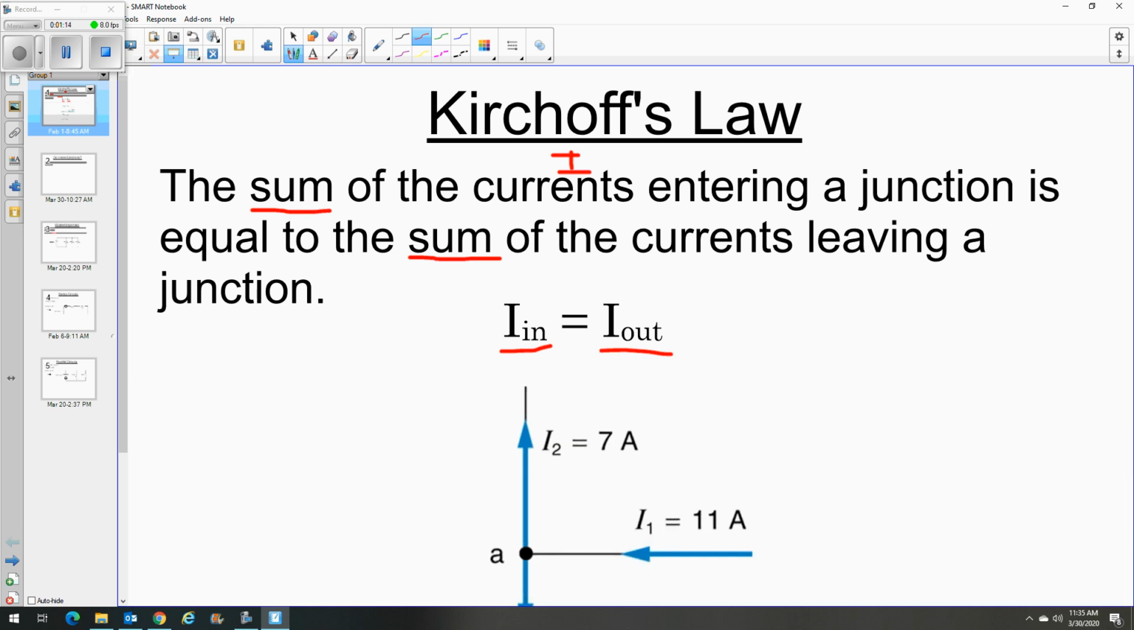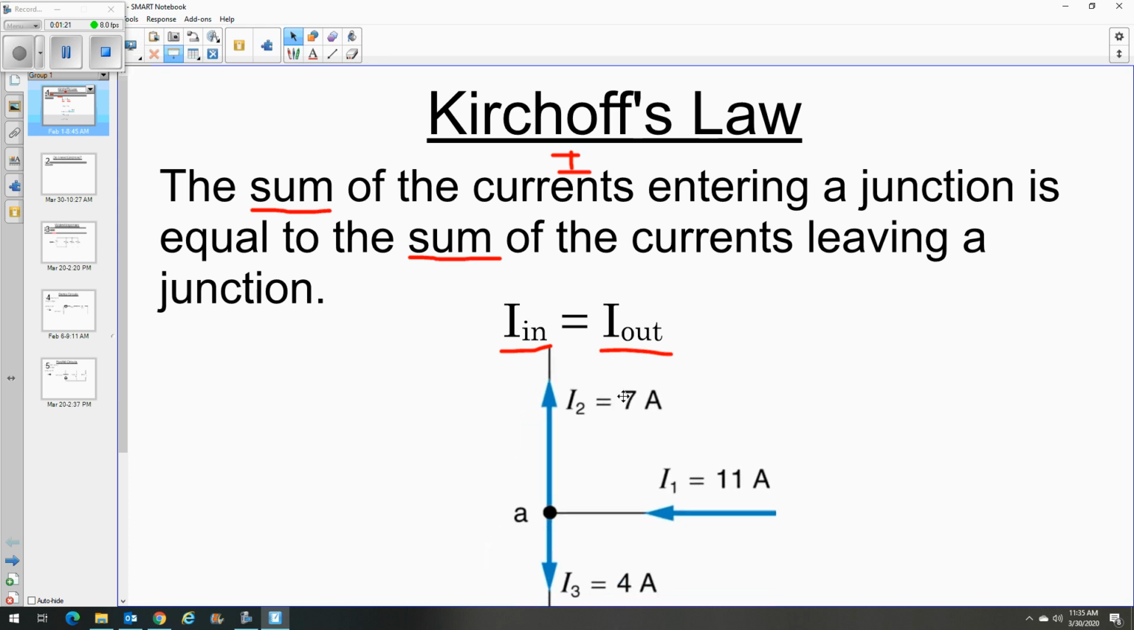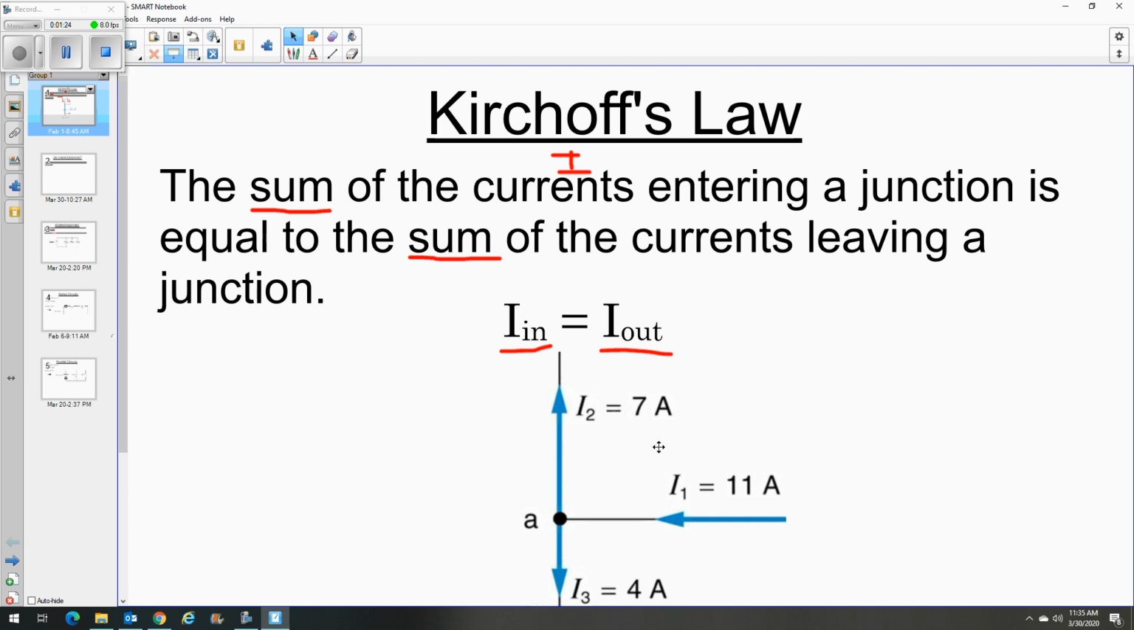Here's a pretty simple example. If you take a look at the picture, you have current flowing into the junction, and if you look at the direction arrows, it shows that you have 11 amps flowing into the junction. Here's the junction right here, represented by point A. You have 11 amps in, and if you look at the away arrows, there's two of those. I2 flows away from the junction, it's 7 amps, and I3 also flows away from the junction, and it's 4 amps. So here you can see the current in is 11 amps, and it has to equal the current out, which in this case is also 11 amps.